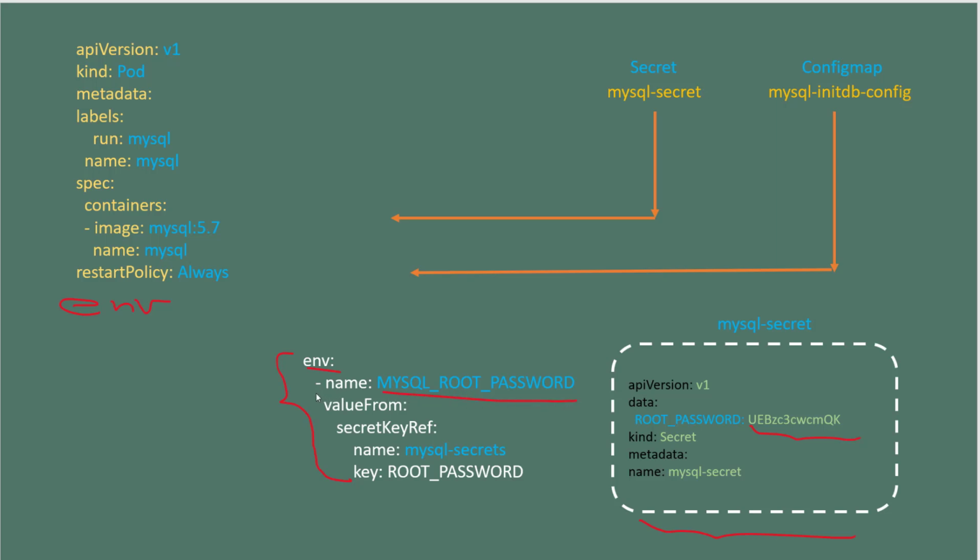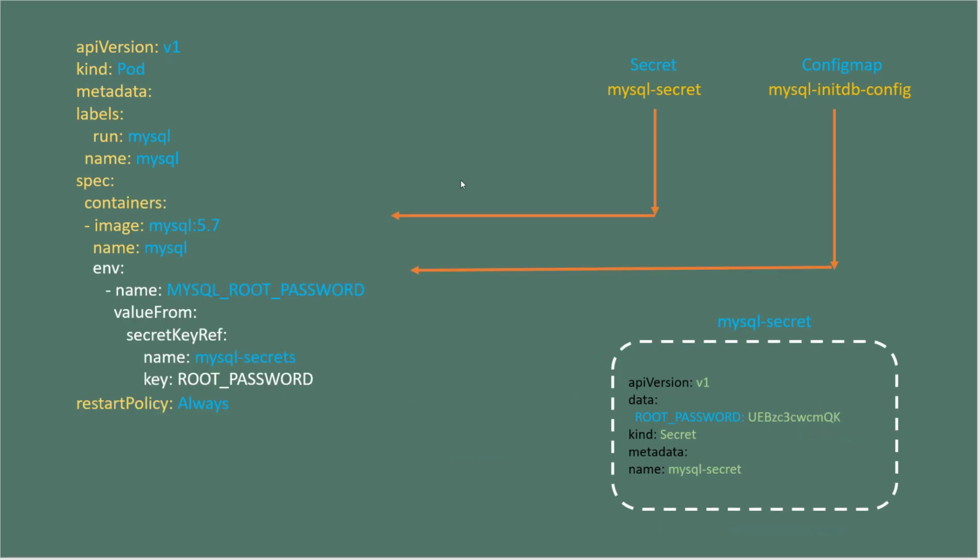So we need a value for it. The value from, where is the value located? Value from secret reference. Here is the name of the secret. What is the key here? This is the key, and it will automatically take this password and put it in the configuration as an environment variable. So it looks like this.